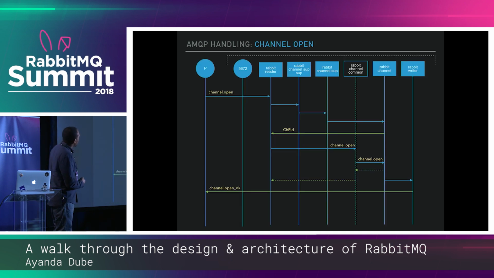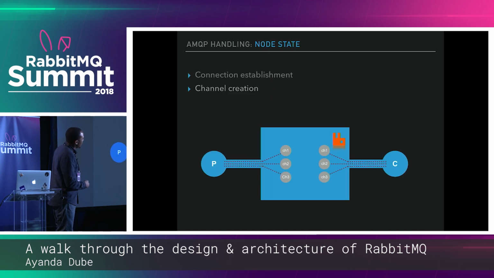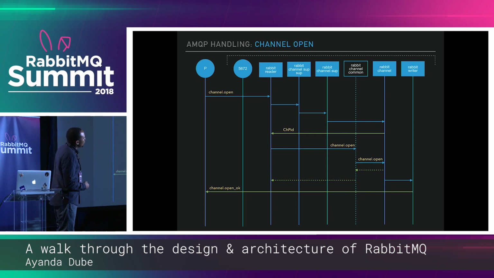So what happens when you send a channel open? The channel open request will be handled by your Rabbit reader, like everything else. And then the channel top level supervisor will be started. That will start another supervisor for the specific channel, right? And then the channel process will be started. And the moment that channel process is started, it will send back a channel open message to the already started channel, right? That's for updating the state of the channel, and setting it to running state, right?